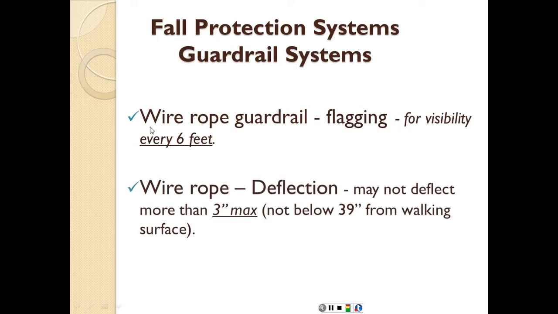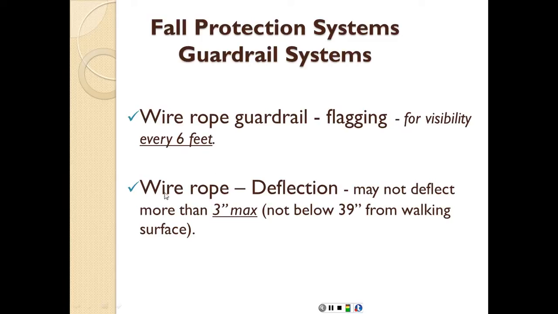If you're going to use wire rope guardrail, can this be used? It can, because it can provide the 200-pound resistance, but you have to flag it, because it's not going to be as visually clear or as well seen as a 2x4, for example. So you have to flag it for visibility every 6 feet.